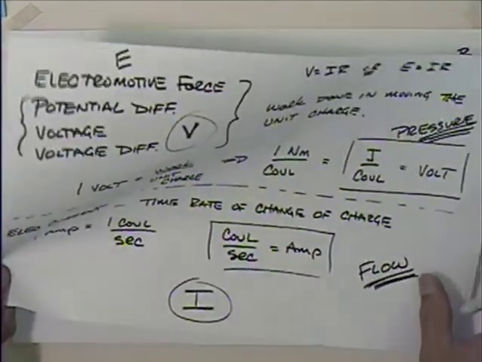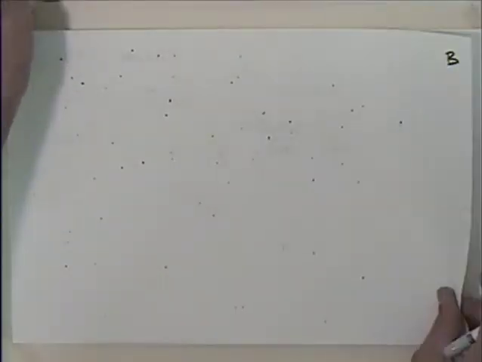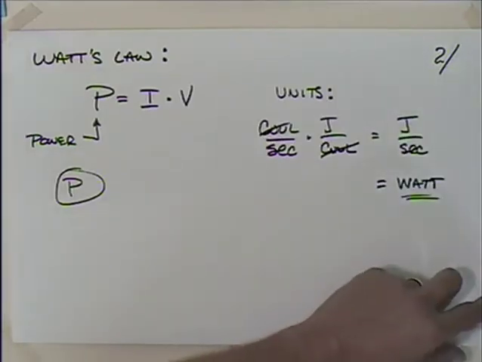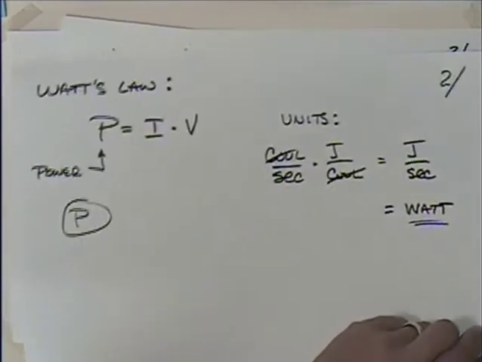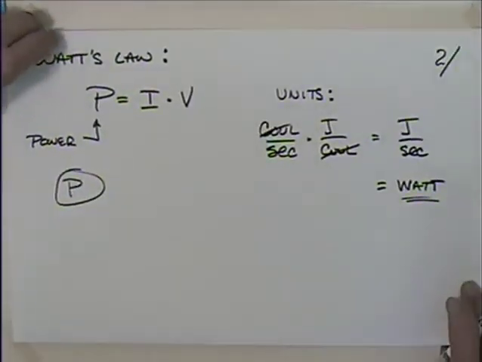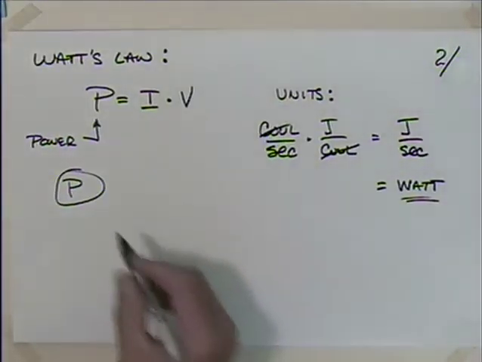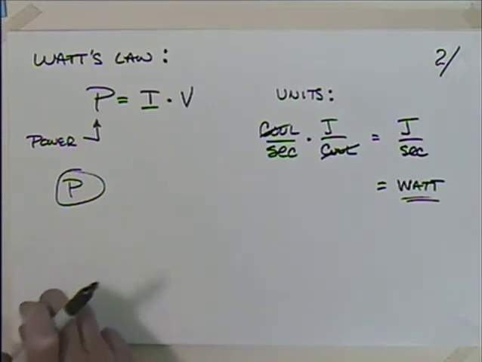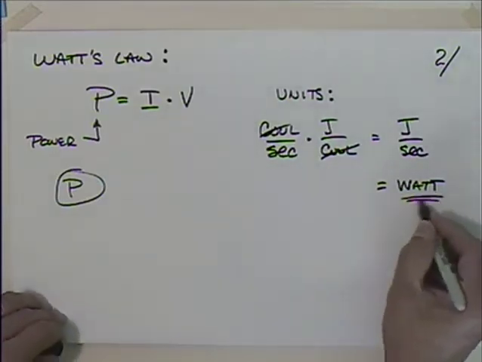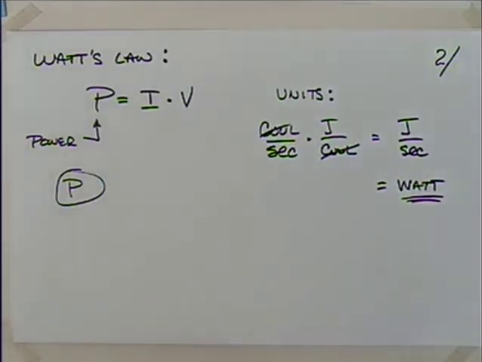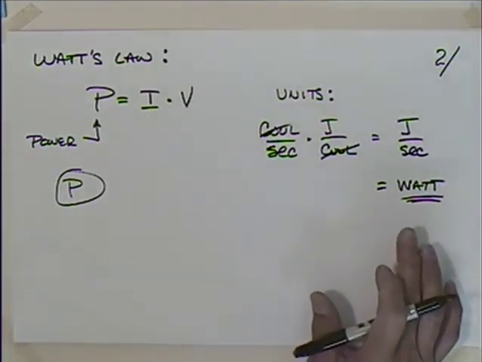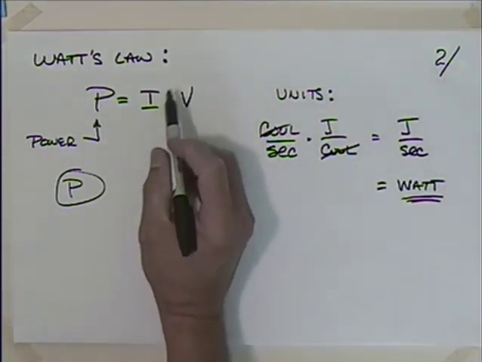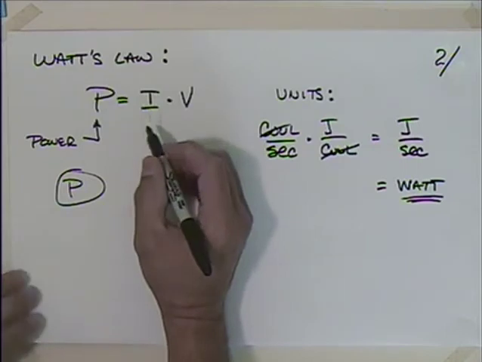We then put those two together in terms of Watt's law, named after, of course, James Watt. And we saw that power was equal to the product of current times voltage. And with a unit analysis, we got power in terms of watts. And that's where we had left off. We're going to go back and I'm going to talk about Ohm's law, and revisit Watt's law.